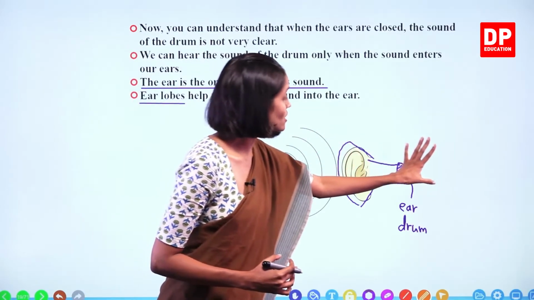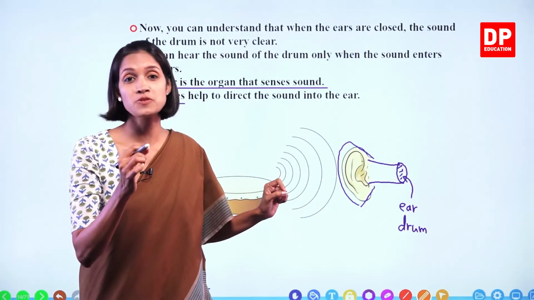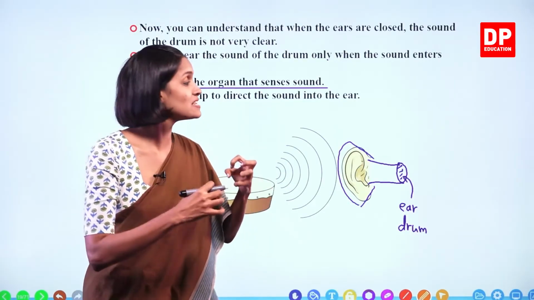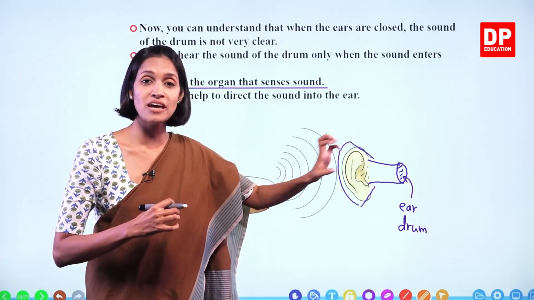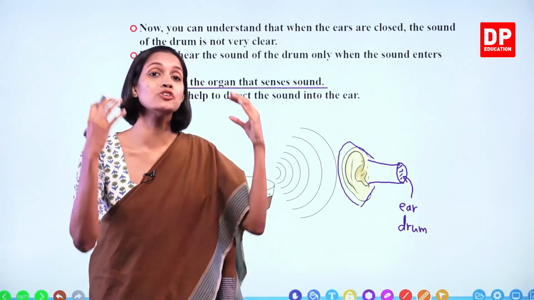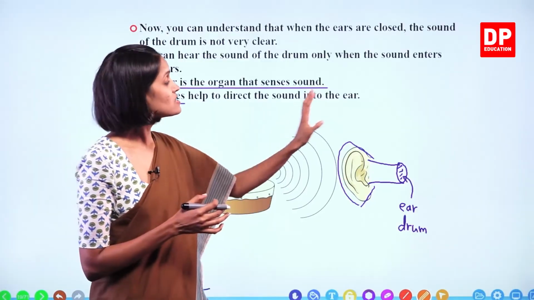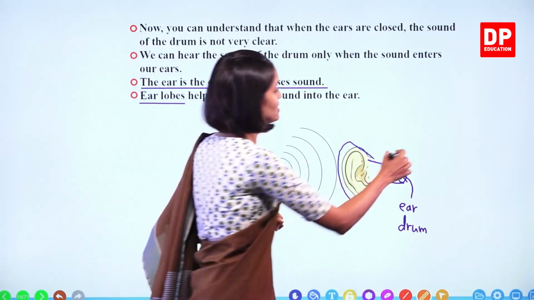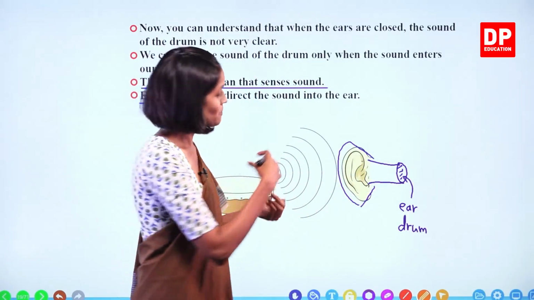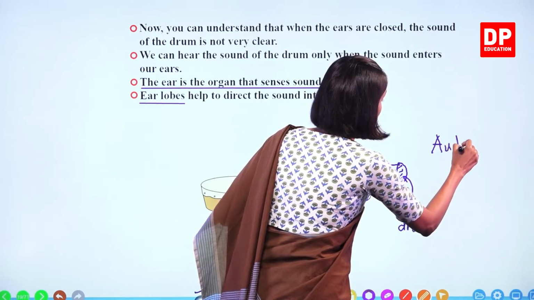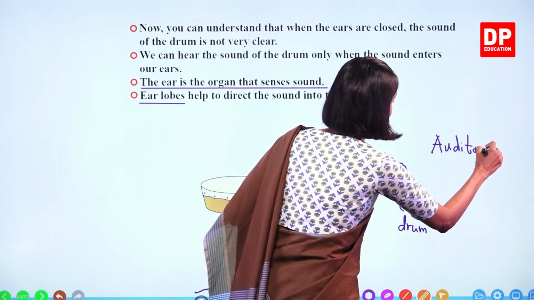So inside your ears, there are special types of cells. These are known as sensory cells. These sensory cells can understand the vibration and that sense of sound is sent to your brain. This is done by a special type of nerve called the auditory nerve. Now these are extra things, but anyway you all are going to learn it in the upper grades, okay? Auditory nerve.